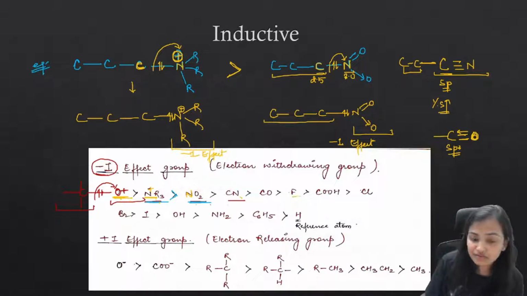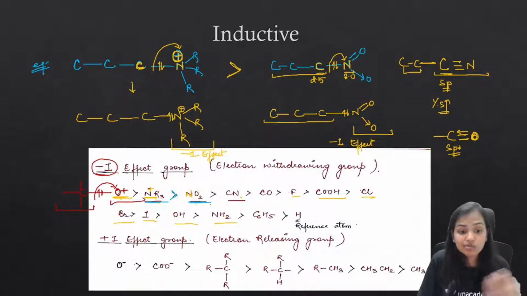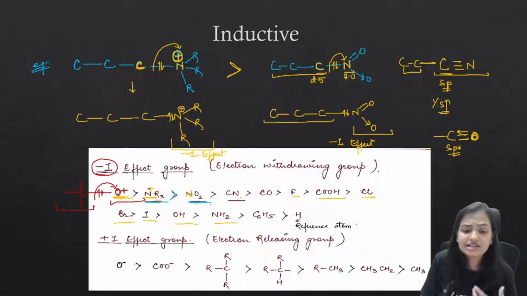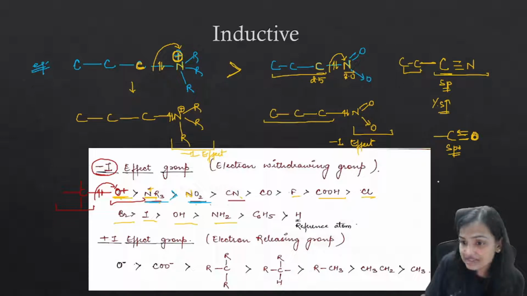Then after that comes your fluorine, absolutely. Then comes your COOH, then Cl, then Br, then I, then OH, then NH2. NH2 is basically... this is the more electronegative oxygen, so it's more pulling in nature, and the lighter nitrogen is less electronegative, so it is not that much pulling in nature. So as the electronegativity increases, the electron pulling property increases.